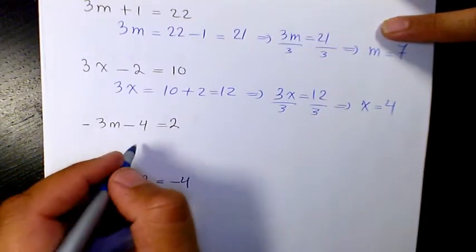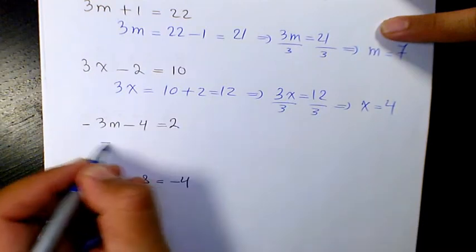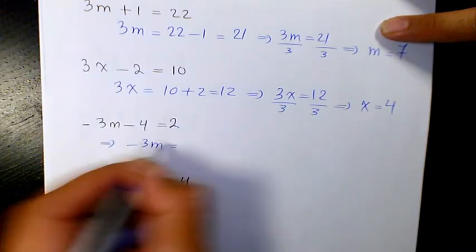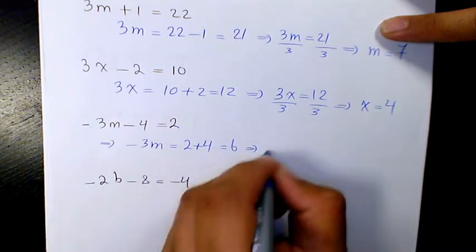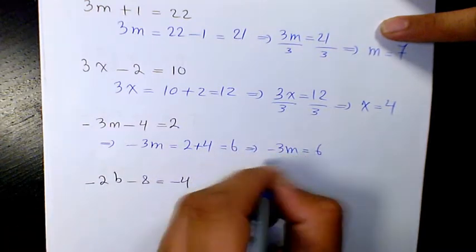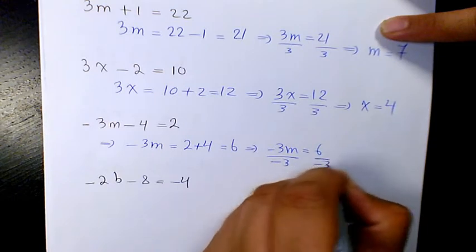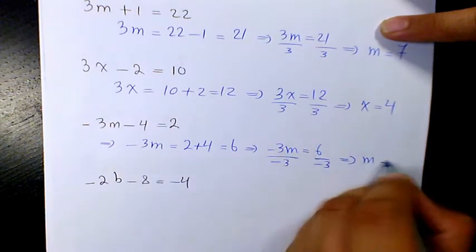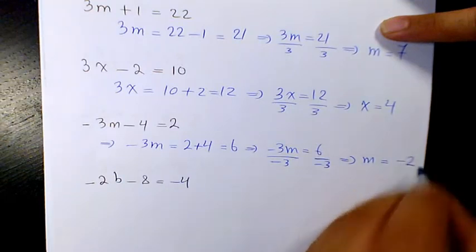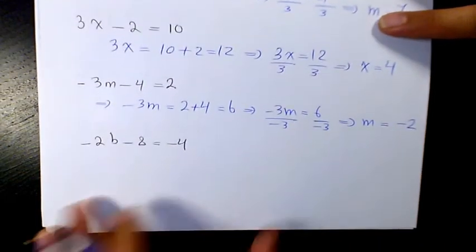Negative 3m minus 4 equals to 2. So what we need to do, we have negative 3m, negative 4 when you move it to the other side is going to be positive. So 2 plus 4 is going to be 6. So negative 3m equals to 6. I need to divide both sides by negative 3 in order to isolate m. So negative 3m divided by negative 3 is going to be just m. 6 divided by negative 3 is going to be negative 2. So m equals to negative 2.